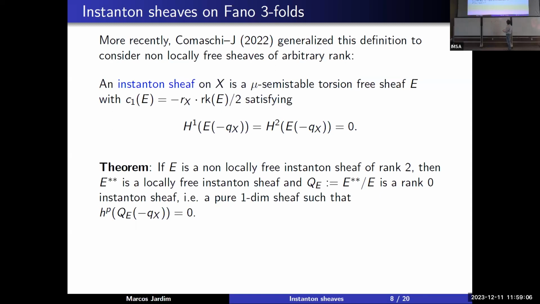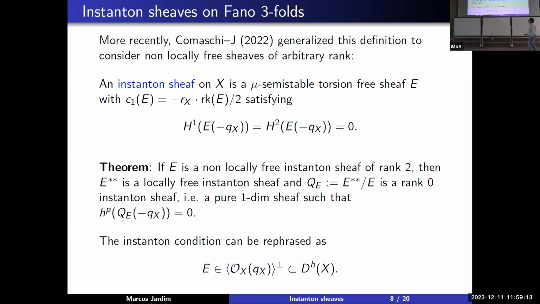So this is for all threefolds with Picard rank 1. And one way to rephrase this instanton condition is in a more categorical, or derived categorical, way: to say that the instanton sheaf will always be perpendicular to this particular sheaf, which is always present as a generator of the derived category of the Fano threefold. Right? So these guys, whatever curve, not necessarily smooth, can be non-reduced.